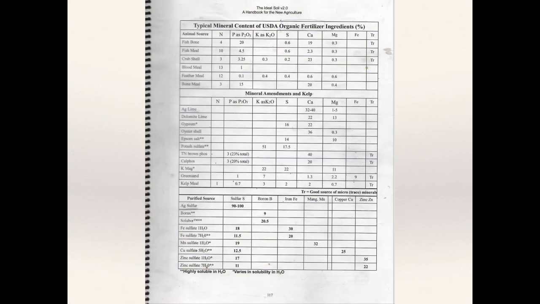Okay, so this is another cool excerpt. Hang on to this one. This is from The Ideal Soil. It's a list of all the amendments that are approved for use in organic agriculture. So you have the animal source amendments, the geological amendments, and micronutrient sulfates. This is a pretty useful chart when you get your soil test back and you realize you need X amount of pounds of phosphorus.